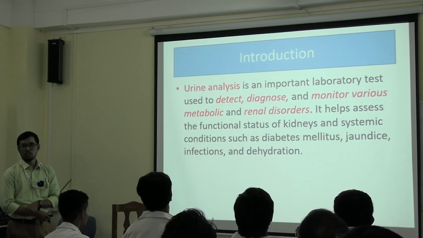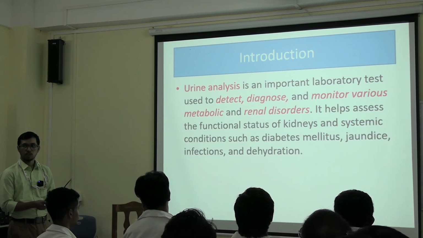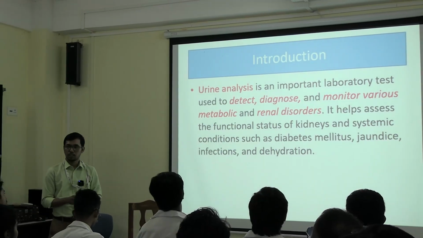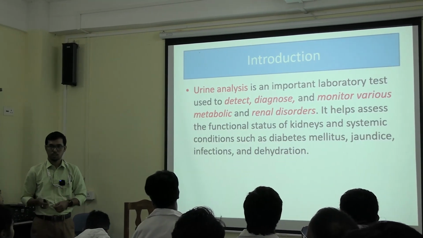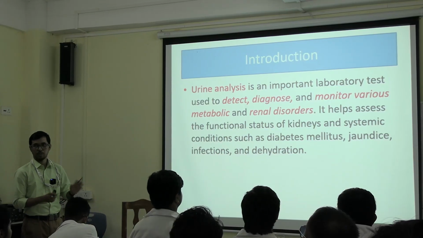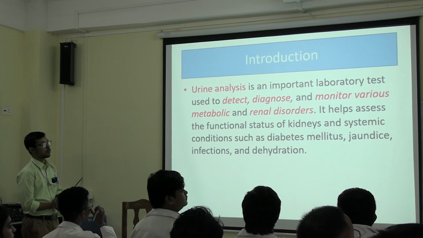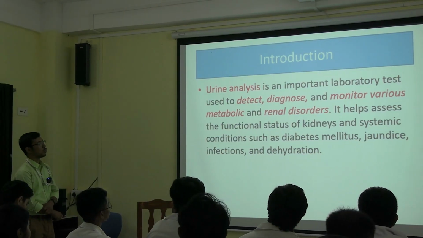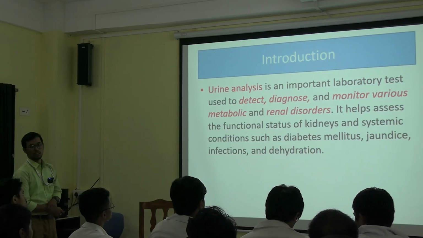Okay, if there is any disorder in our body, we can use it to detect. Then after detection, we can also diagnose it. There are certain tests which are only for screening, and certain tests which are both screening and diagnostic. So based on the diagnostic test, we can give treatment. Urine analysis is an important laboratory test used to detect, diagnose and monitor various metabolic and renal disorders.